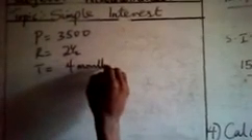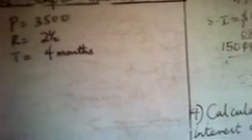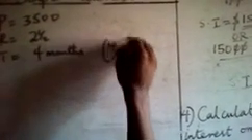Then let's work it out now. Our principal is 3,500. The rate is 2.5%, and the time is 4 months. The first thing you have to do is to change this month to year. 12 months makes 1 year. So that is 4 over 12 for this.